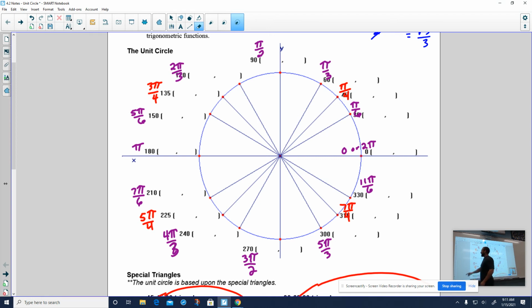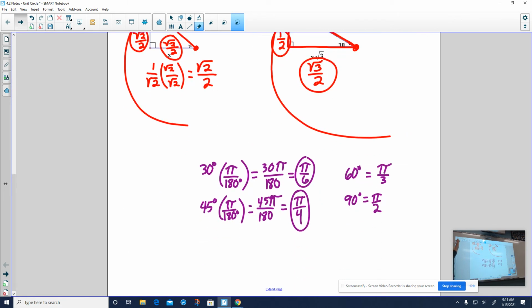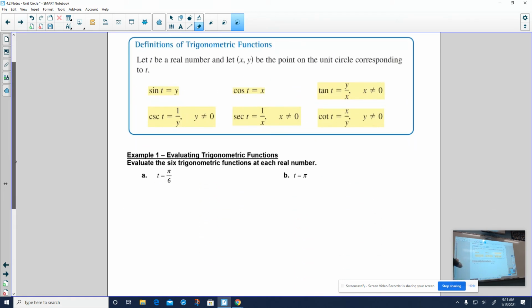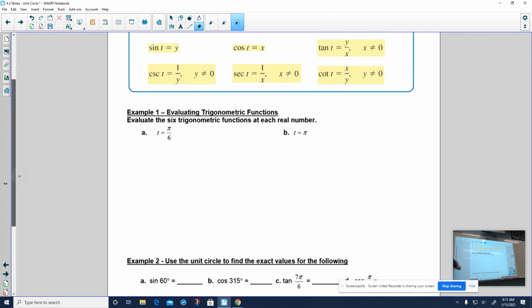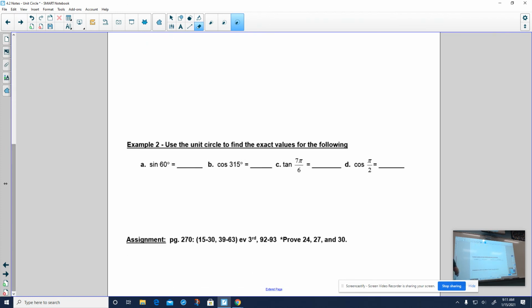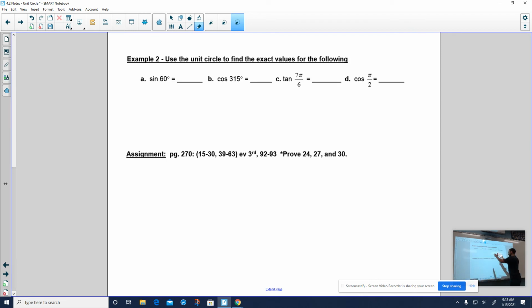We'll get there. Right now, let's do one that's not in your head. Let's jump into what you need to be able to do for AP Calc. So let's do 2 of these examples, and then I'll have you do the other 2 on your own. So let's do cosine of 315 degrees. I'll let you do sine of 60 on your own.